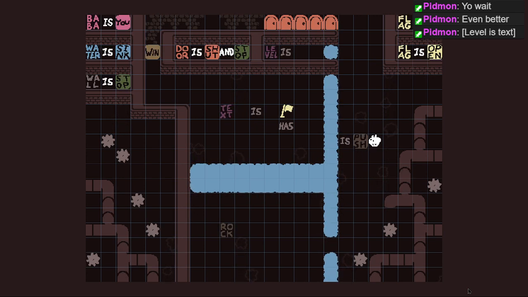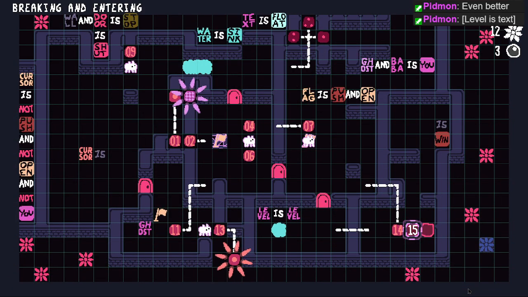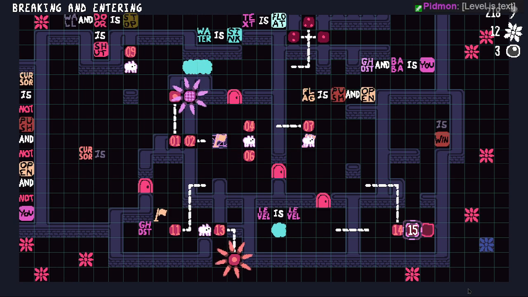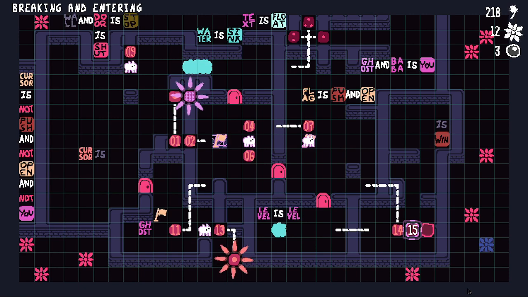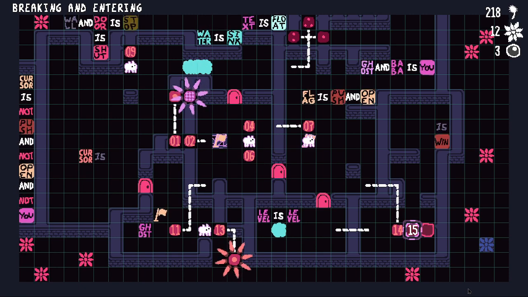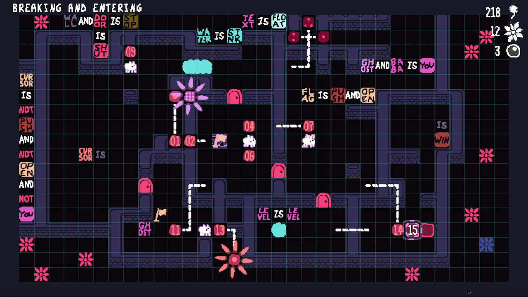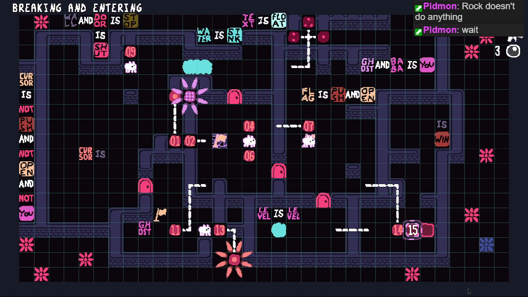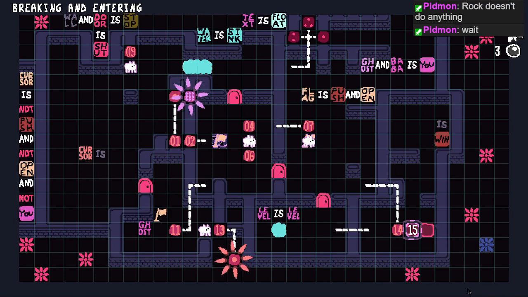On the surface? No, real quick, return to the map. Is flag win? Flag is open. Flag is push and open. Cool. Cursor is not push and not open and not you. Flag is, alright. Cool. So I could make it a rock. Or text. I think text is what I want. Because there's that is win up there that I can't really do anything with.